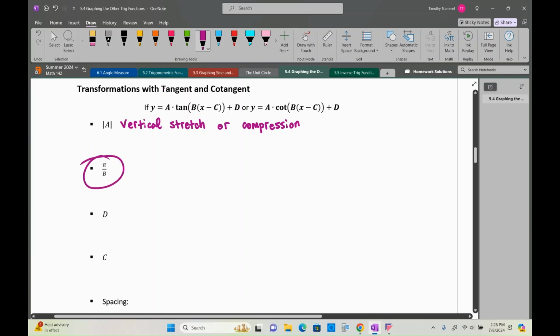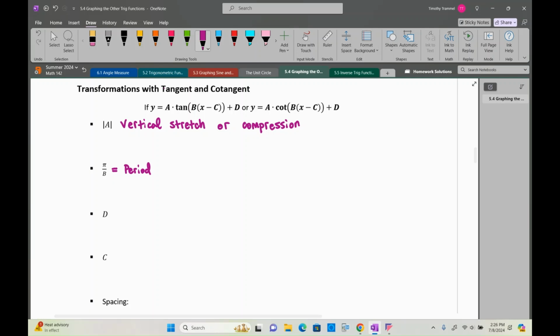Now this right here, pi over b, should look similar. This is the period. So when we were working with sine and cosine, we were doing 2 pi over b because the period for sine and cosine with no transformations done is 2 pi. And that b there causes a horizontal stretch or compression. So in other words, if we had a 2 in place of b, it would compress our graph by a factor of 2. So rather than completing a period in pi units, it would now be pi over 2 units.